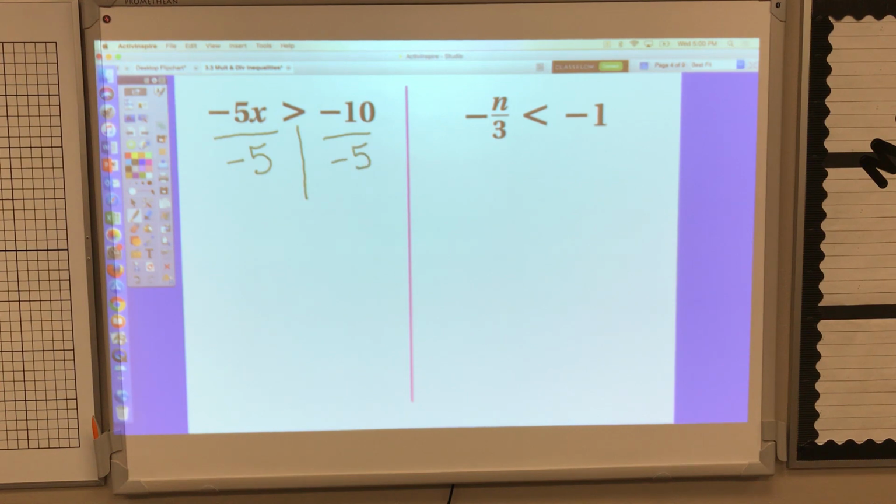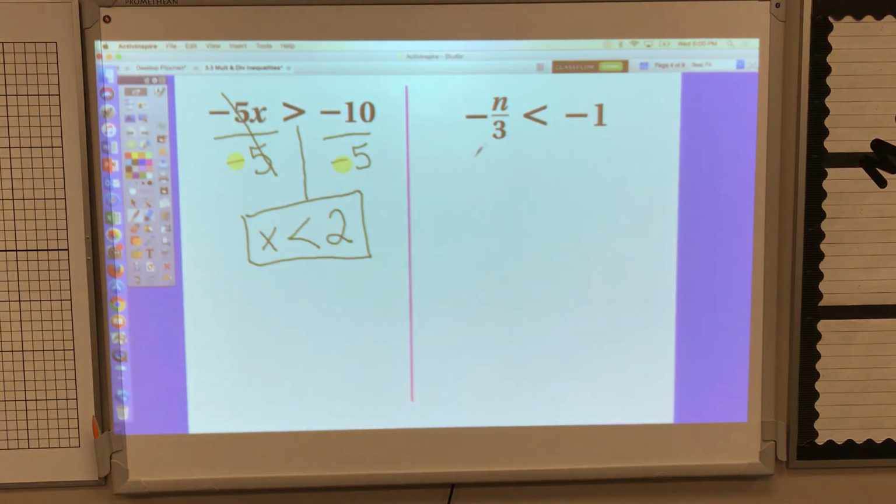And again, since that division is by a negative number, our sign is going to get flipped around. So we have x left over here on the left, but now instead of greater than, it becomes less than because we're changing it to its opposite, right? And negative 10 divided by negative 5 is 2. So x is less than 2 is our solution, right?